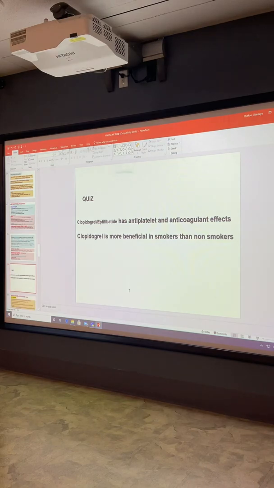So, quiz for you. Clopidogrel or eptifibatide, either of them has antiplatelet and anticoagulant effects. True or false? True. That is true. Eptifibatide is a GP2B3A receptor antagonist. Clopidogrel has antiplatelet and anticoagulant effects. Both of them do that. Then, clopidogrel is more beneficial in smokers than in non-smokers. True. That is true. And that is where I will end the class for today.